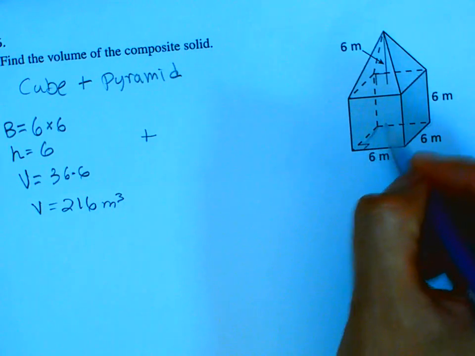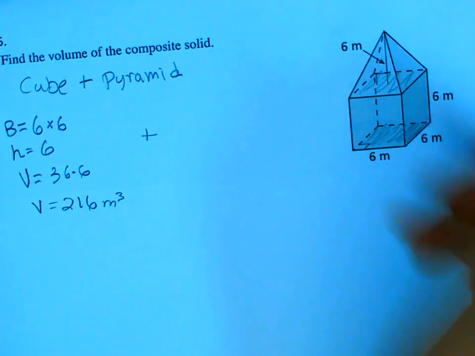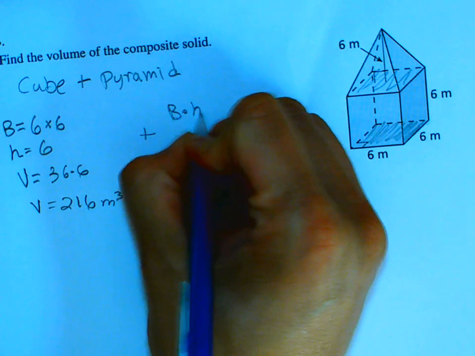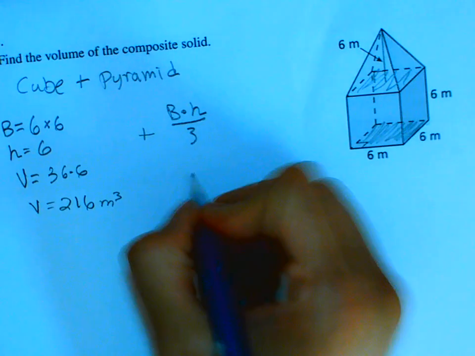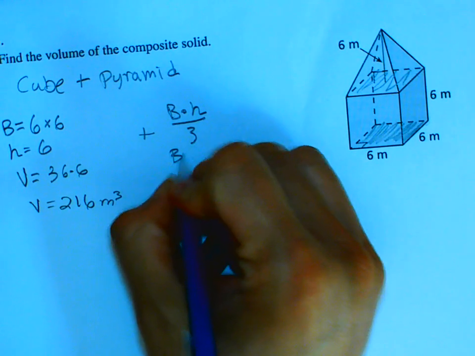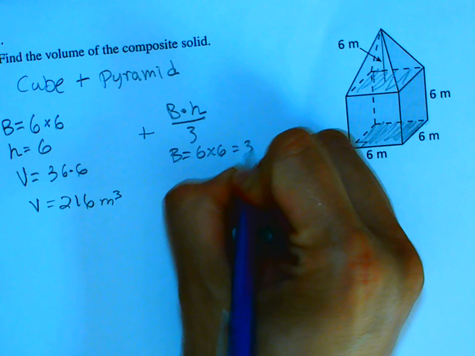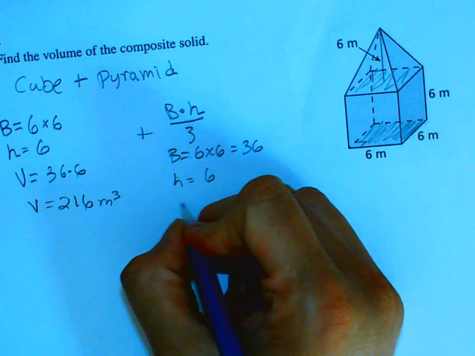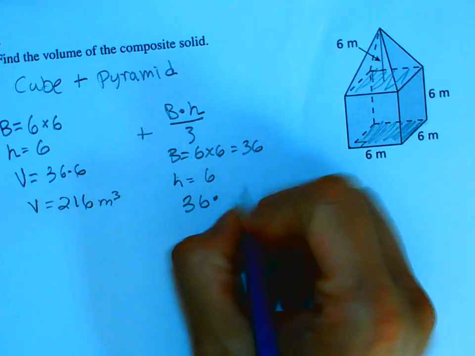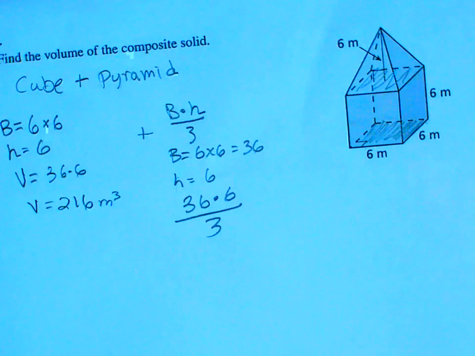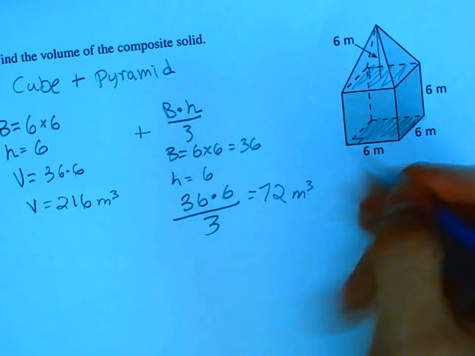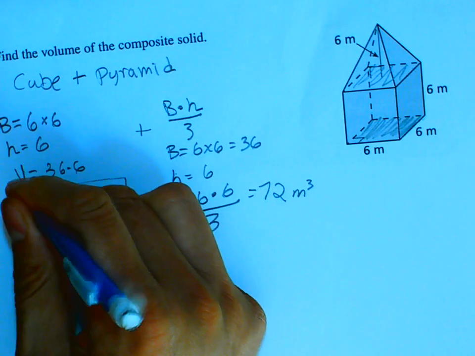Now we got to find the volume of the pyramid. You notice that the base of that and the base of this is the same thing. So the volume of the pyramid is the area of the base times the height of the pyramid, all divided by 3. So the area of the base is 6 times 6, which is 36. And the height of the pyramid happens to be, again, 6. Lots of 6s. So that's going to be 36 times 6, all divided by 3, which gives me 72 meters cubed.